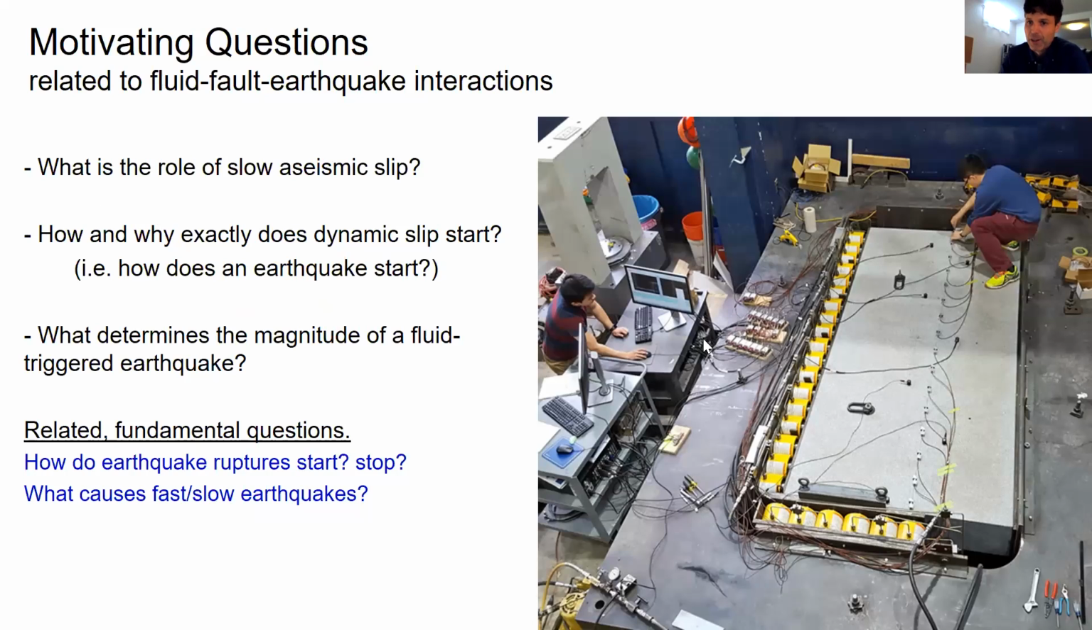what is the role of that slow slip? What is it really doing? If you inject water into the earth and it causes slow slip, what does that do? What does that indicate? And then how actually does an earthquake start?